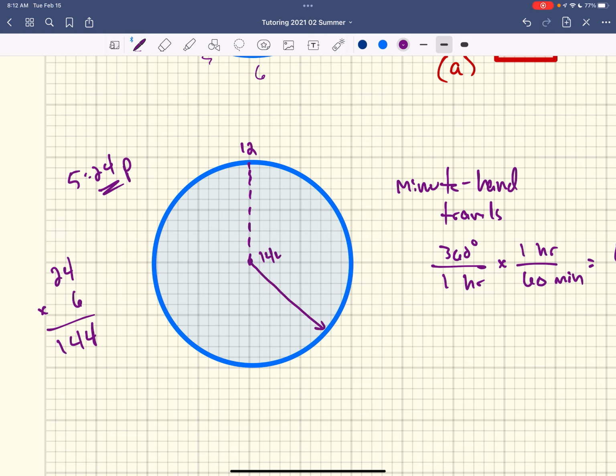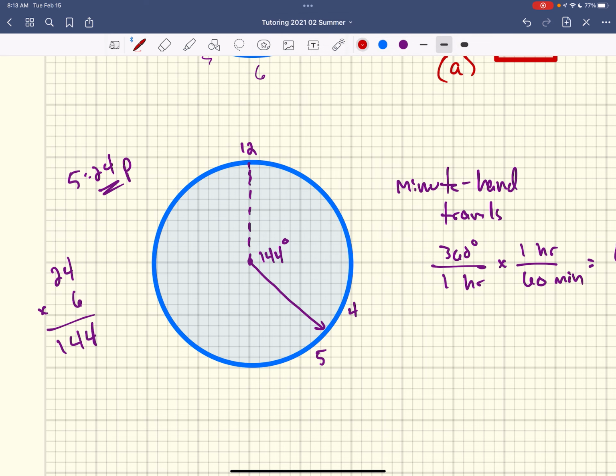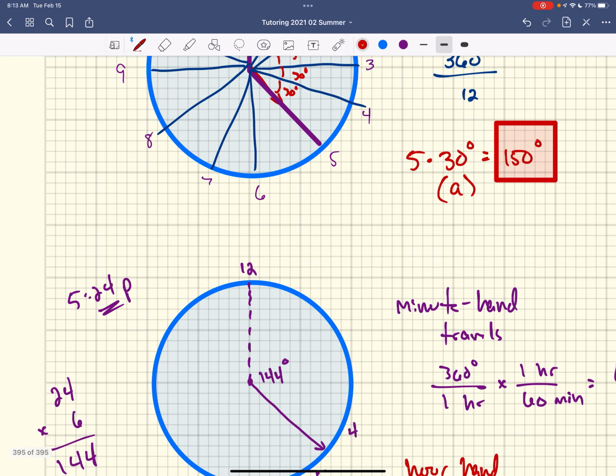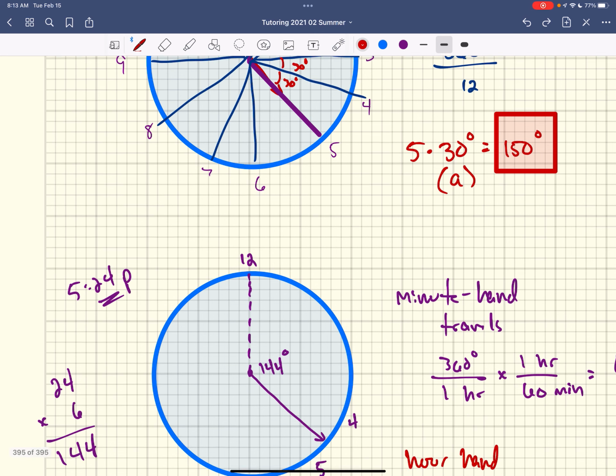We need to go 144 degrees, which is going to put us somewhere between 4 and 5 o'clock. And I'm just going to mark this as 144. So here would be 4, and here would be 5. And that's 144 degrees, and that's the minute hand. Now let's think about where the hour hand is. The hour hand and the minute hand don't travel at the same rate, because the hour hand only completes one of these 30-degree trips every hour.